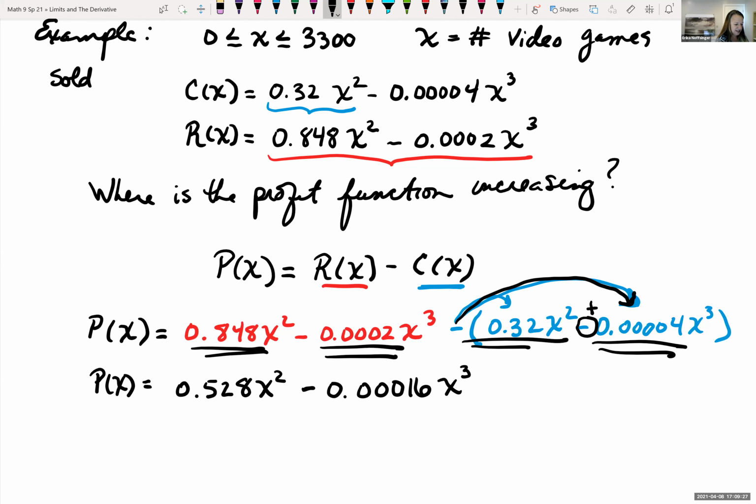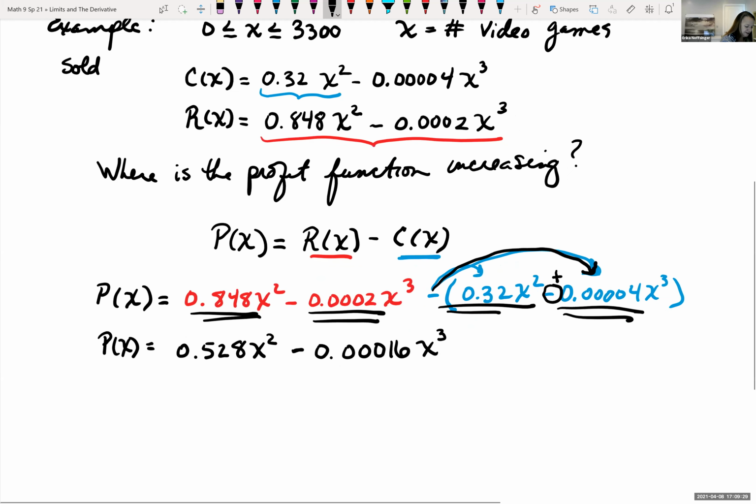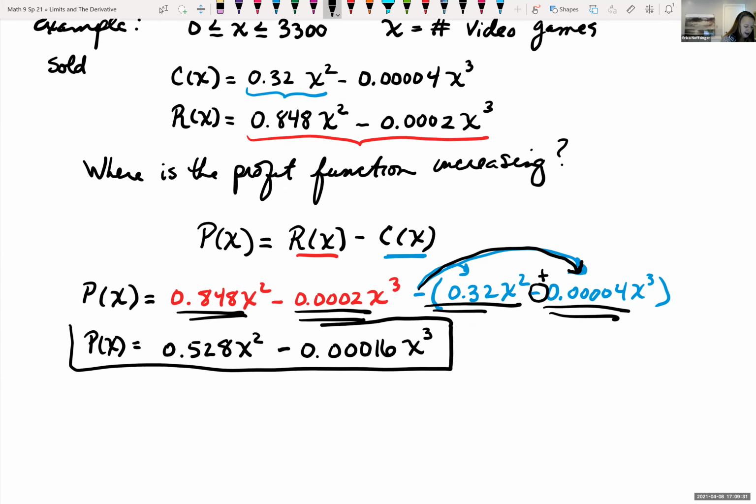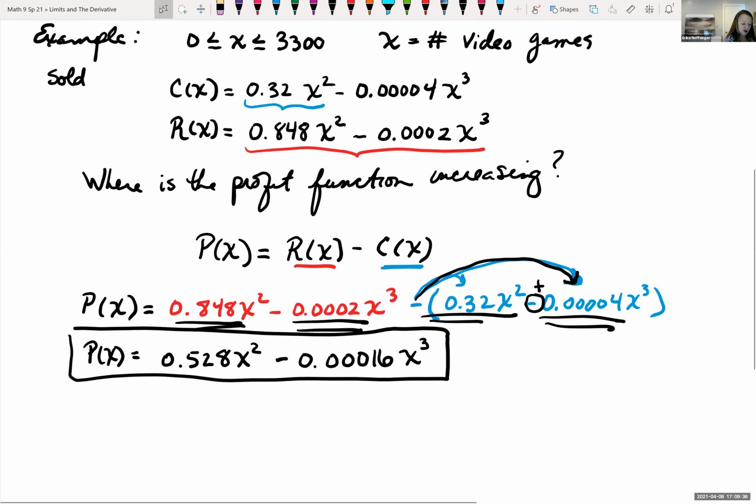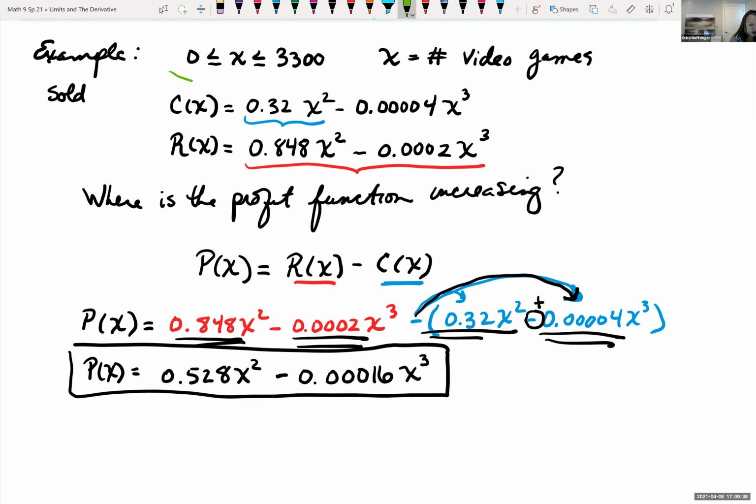And we want to find where this function is increasing. Here, you need to be careful too, because they gave us a domain. They told us our x values are only between 0 and 3,300. So if we find that the function is increasing outside of that, where x is negative or x is bigger than 3,300, we're not going to put that in our solution. So first thing we want to do is find the derivative, and then find where that derivative is equal to 0 and undefined.